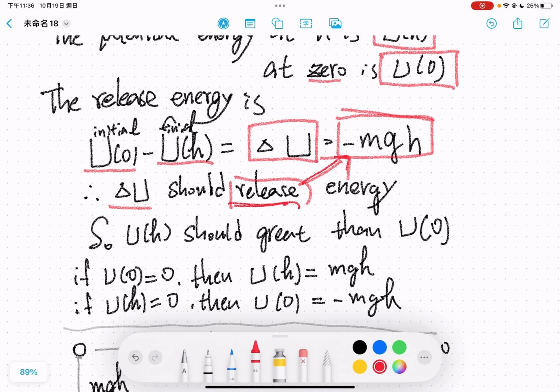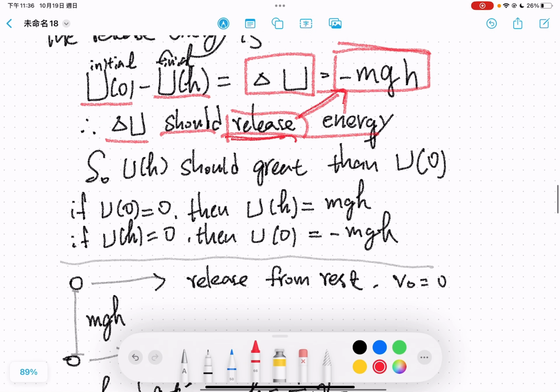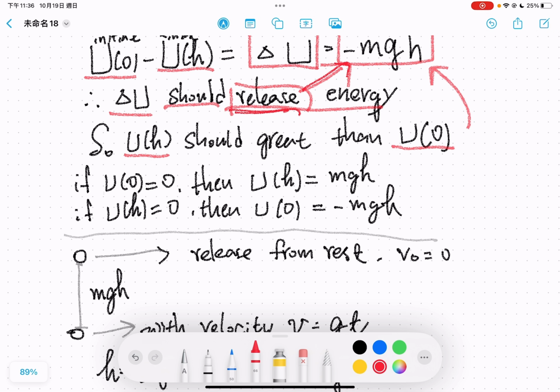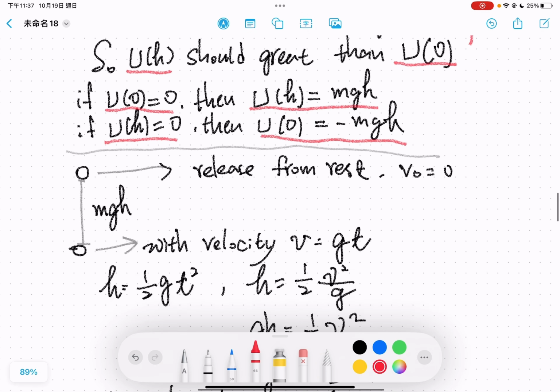So delta U should be the released energy, with a minus sign. So U of h should be greater than U of 0, and the difference is mgh. So we can choose U0 is 0 and Uh is mgh, or Uh is 0, then U0 is minus mgh. They give us the same result.